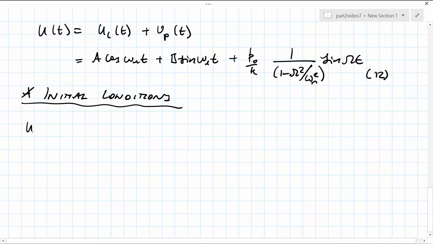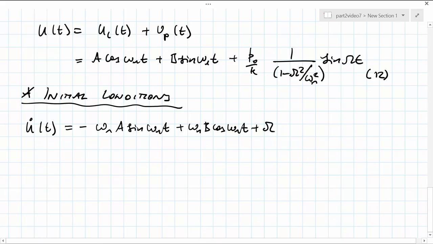So taking derivatives of equation 12, we then have minus omega n A sine omega n t plus omega n B cosine omega n t plus capital omega P0 over k times 1 over 1 minus capital omega over omega n, both squared, again times cosine capital omega t.